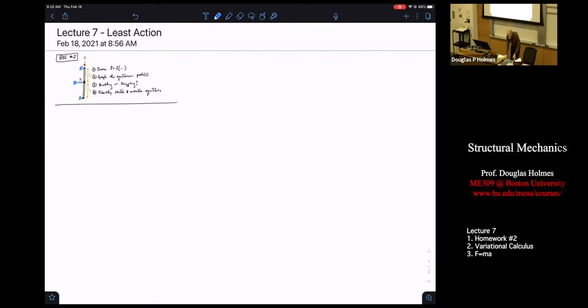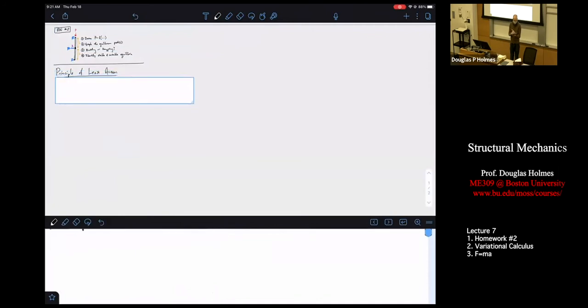Let me draw what I mean. I'm going to take a ball and I'm going to throw it from here to there. And I'm asking you what path that ball is going to take. The actual path will probably look something like this. And how do we find what that path is going to be?